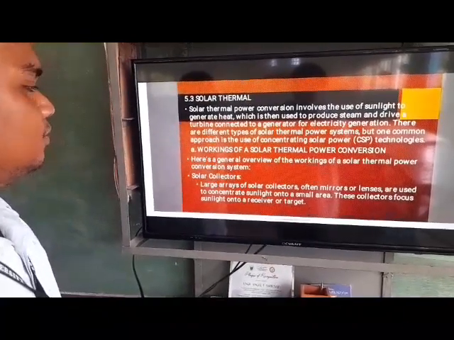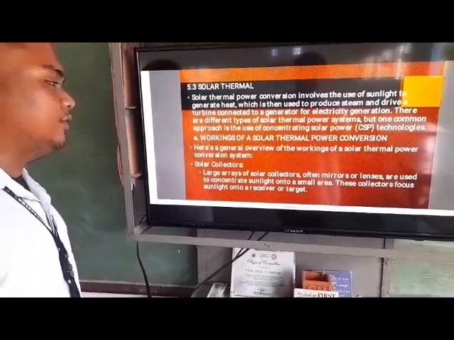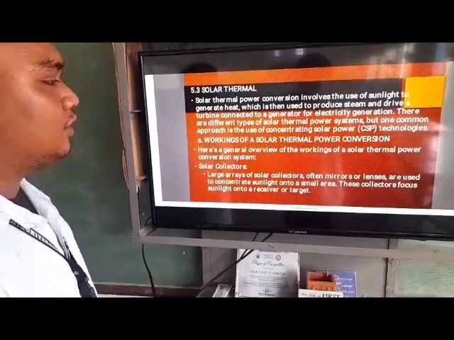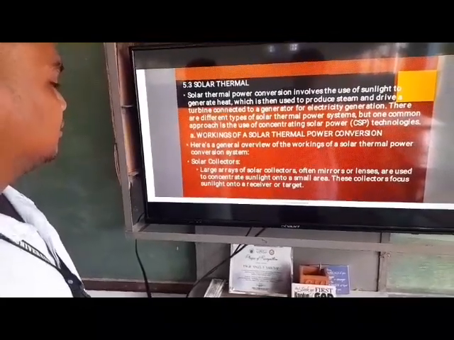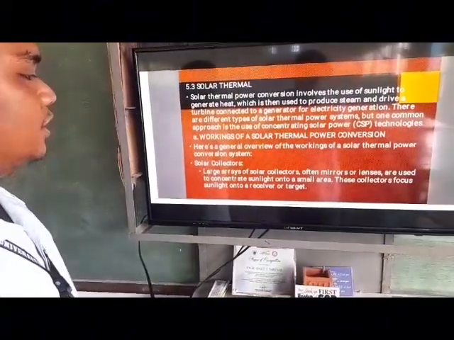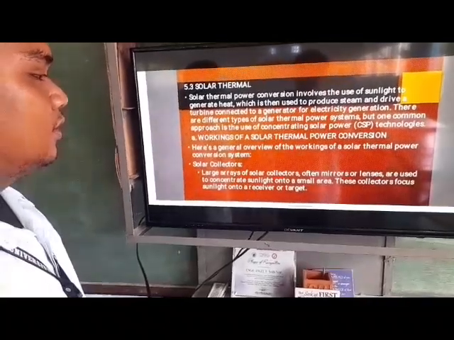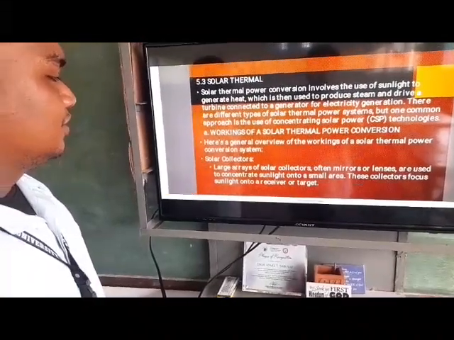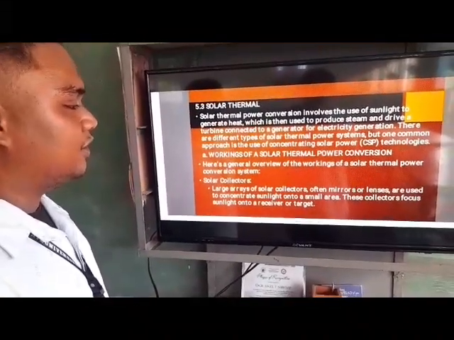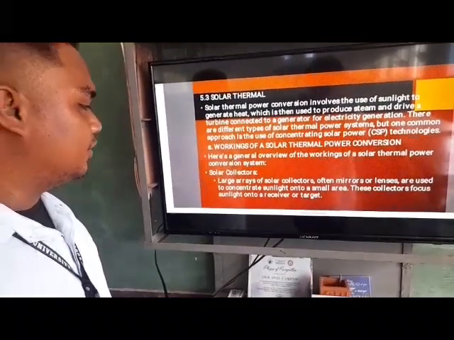The working of a solar thermal power conversion. Here's a general overview of the working of a solar thermal power conversion system. Solar collectors. Large arrays of solar collectors, often mirrors or lenses, are used to concentrate sunlight onto a small area. These collectors focus sunlight onto a receiver or target.